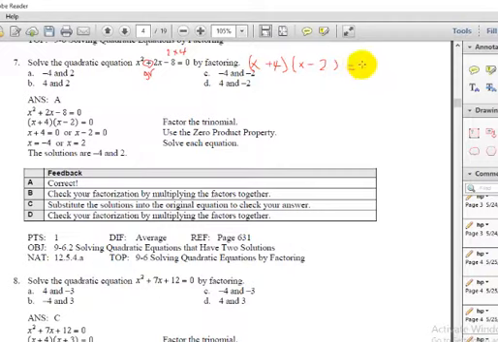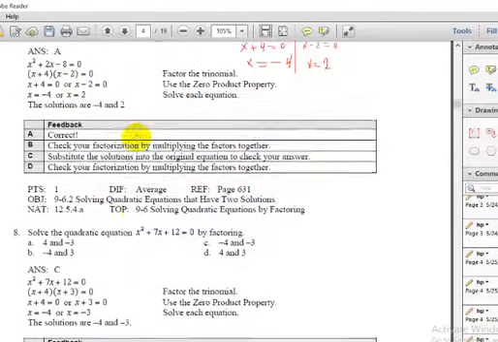Okay, very good. So this equals 0. What I'm going to do here, I'm going to split my paper into two parts. I'm going to solve this as an equation and this as an equation. x plus 4 equals 0, and here x minus 2 equals 0. Very good. So x equals what? Negative 4. And here x equals 2. So the solution is negative 4 and 2, which is A.